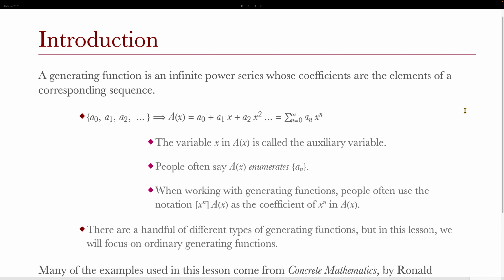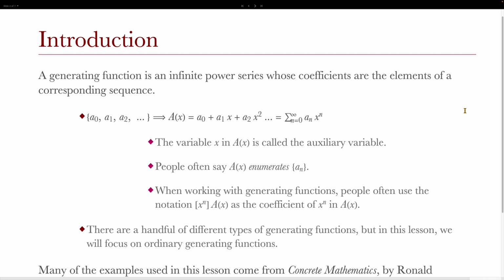So a generating function is an infinite power series whose coefficients are the elements of a corresponding sequence. For example, when given the sequence a sub 0, a sub 1, a sub 2, and so on up to a sub n, we could write the generating series big A of x, which would then be equal to a sub 0 plus a sub 1 x plus a sub 2 x squared, and so on. Overall, big A of x will be equivalent to the infinite sum starting at n equals 0 of a sub n times x to the power of n.